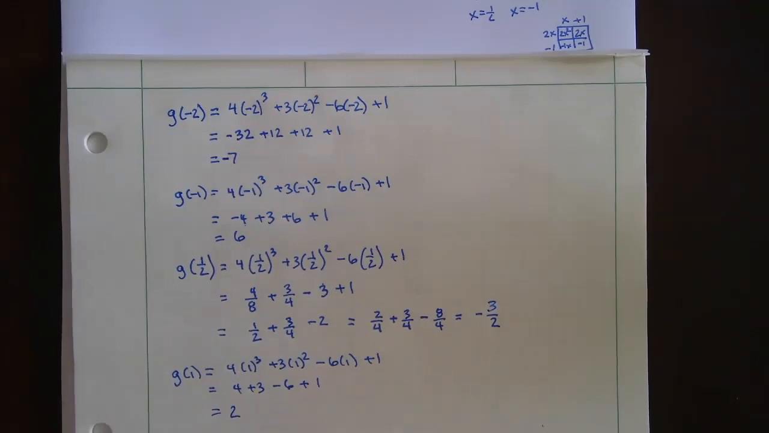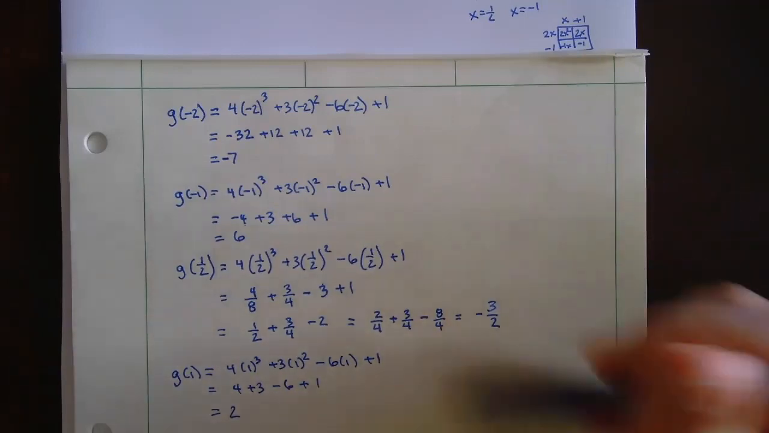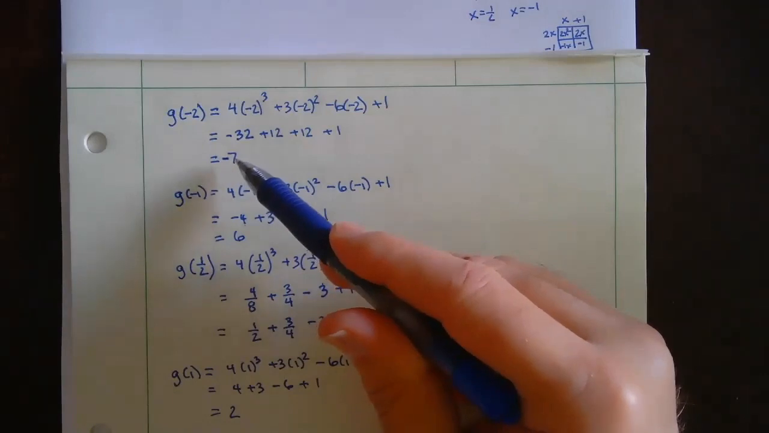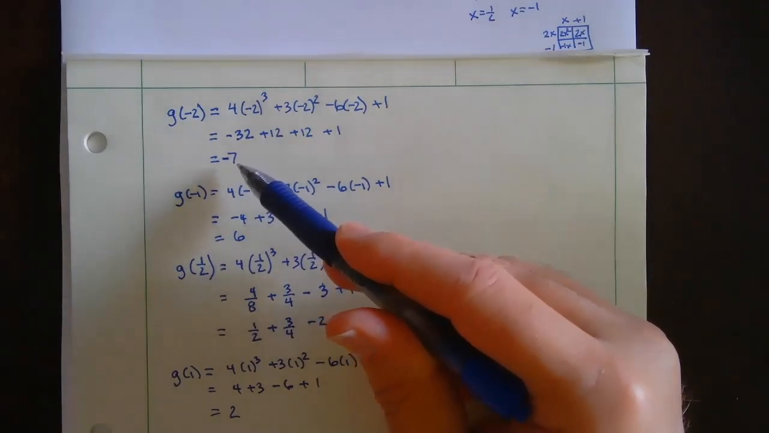So you're looking at, what's the absolute minimum? You're looking at which of these is the smallest, and it would be negative 7. Negative 7 is the smallest of these 4. So the correct answer would be A, negative 7.